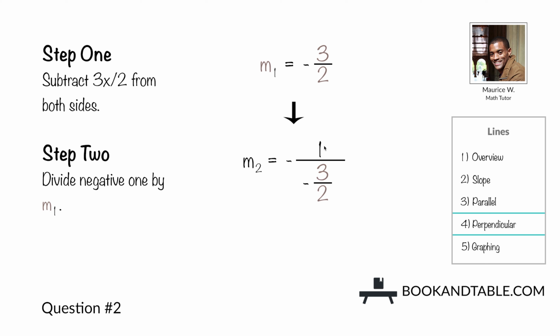You want to multiply the numerator 1 by the reciprocal 2 over 3. So negative divided by a negative is positive. 1 times 2 over 3 would give us 2 over 3. Remember, when you're dividing by a fraction, it's the same as multiplying the numerator by the reciprocal. The reciprocal means that you switch the 2 and the 3. You switch the numerator and the denominator. So 1 times 2 over 3 is 2 over 3. So this is the slope of the line that we are looking for.